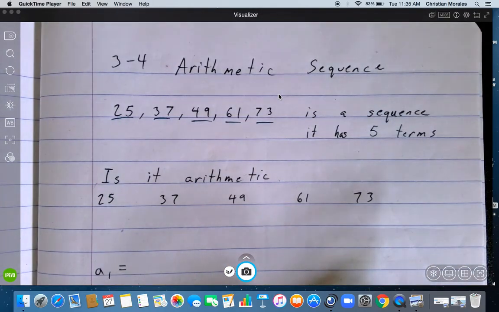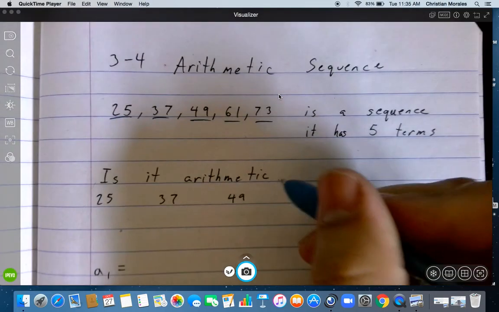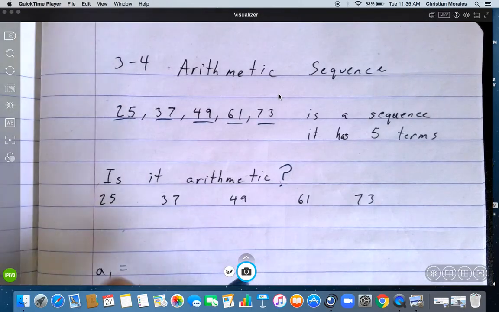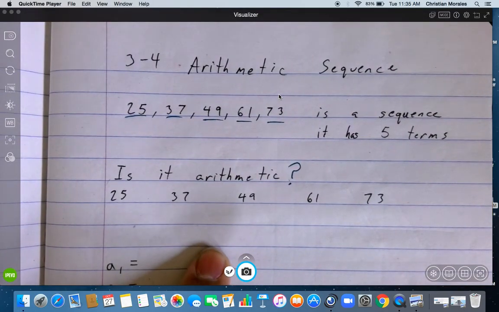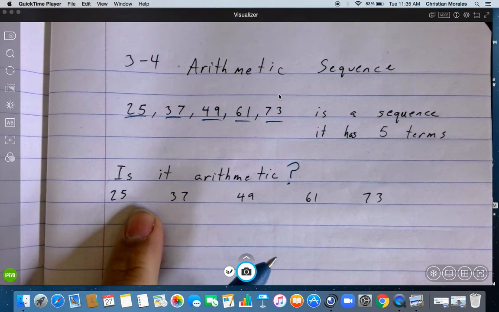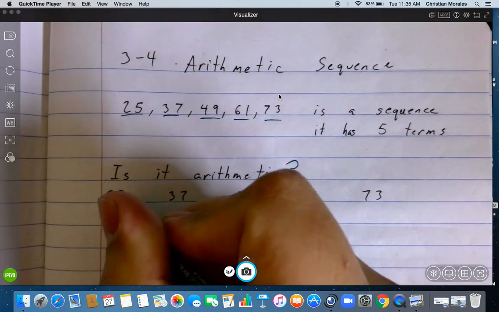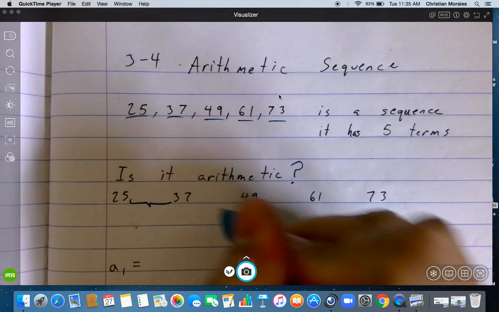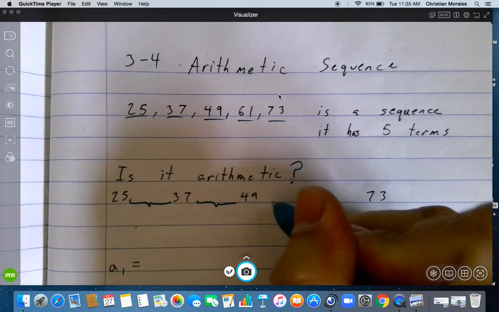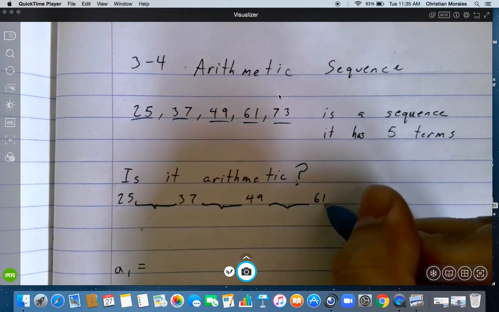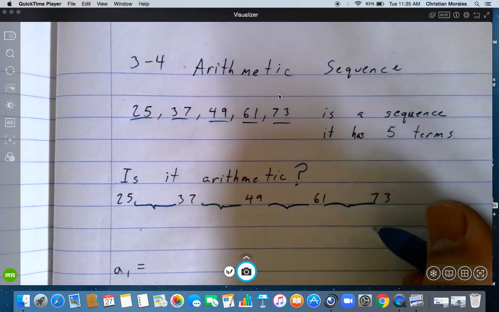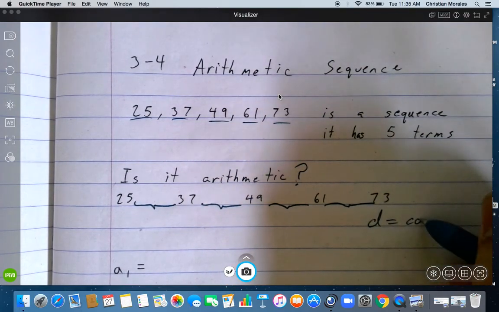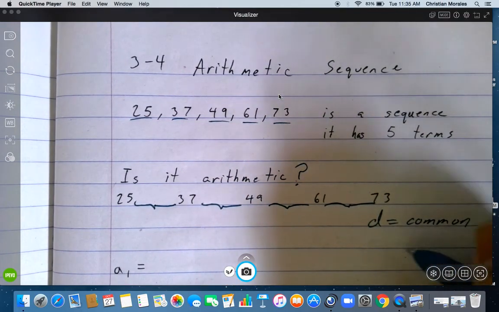All right. Now the question is, how do you know if something is arithmetic? So is this arithmetic? Well, the way to prove if something is arithmetic is to look at the gap between the numbers. We call this the common difference. They should have the same gap between the numbers.